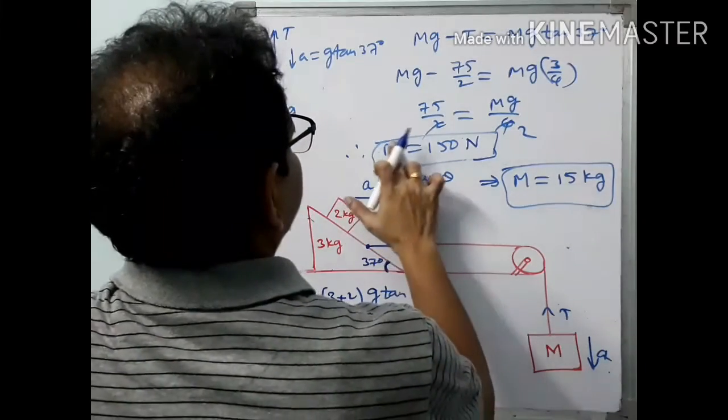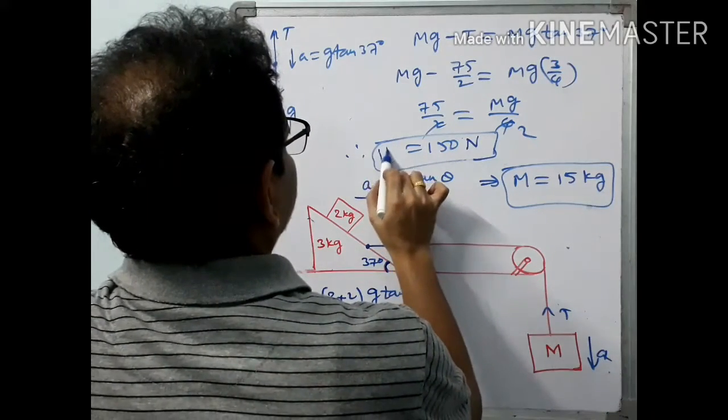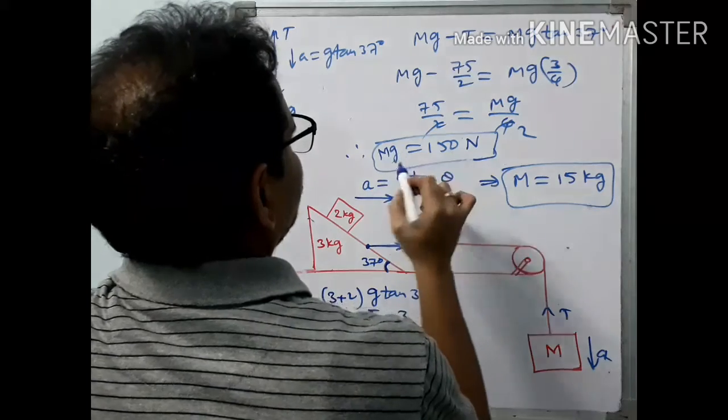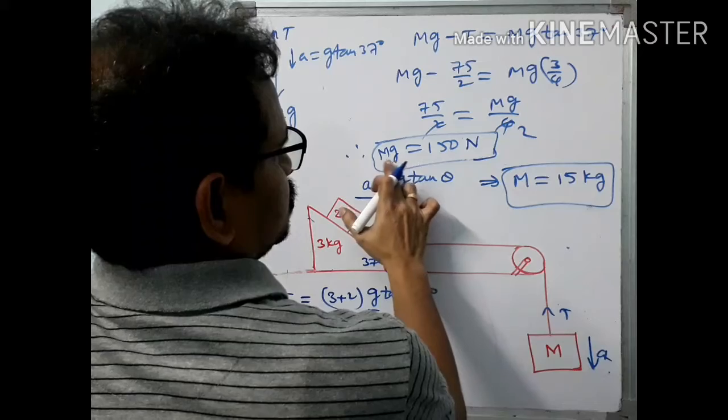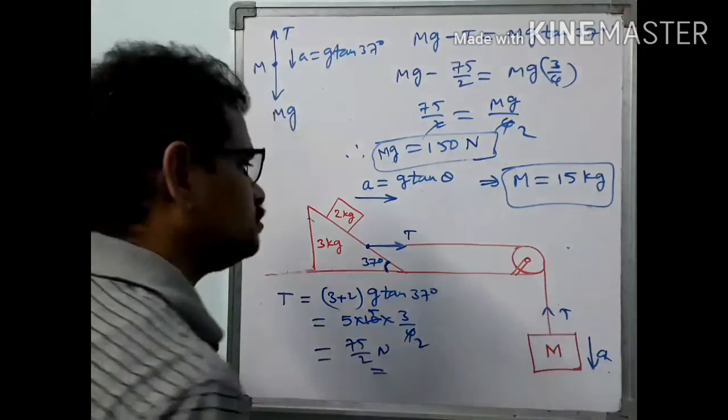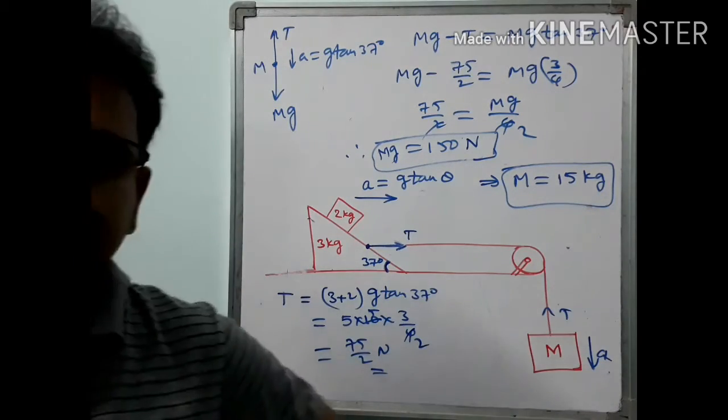This is mg, no? mg equals 150 newtons. mg is force. So g is 10. So m equals how much? 15 kg. Easy.